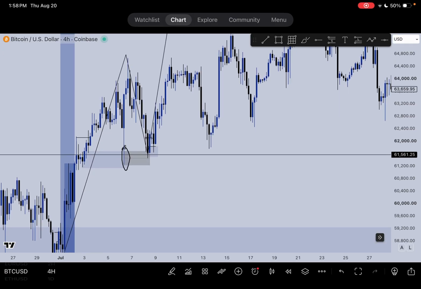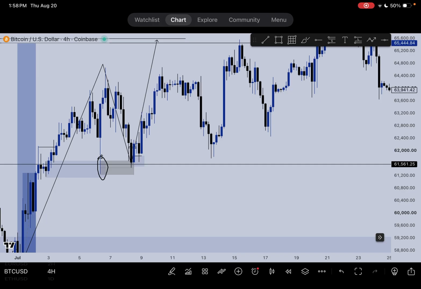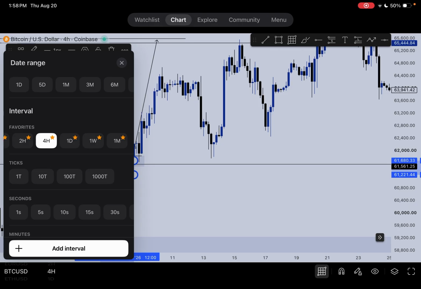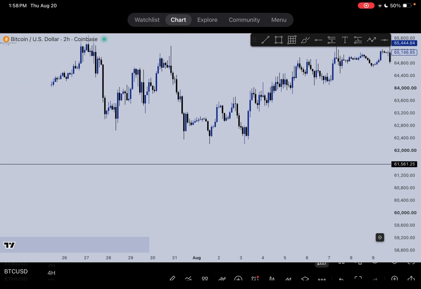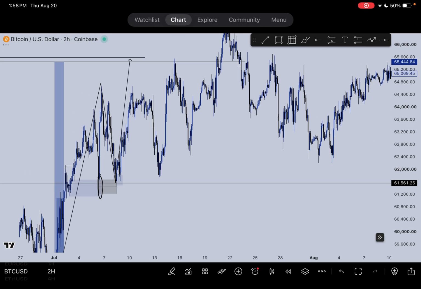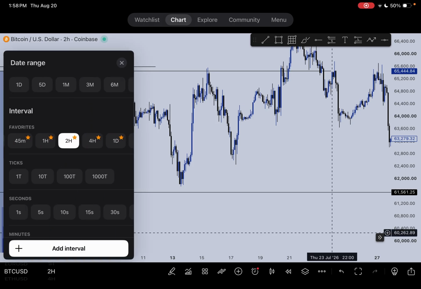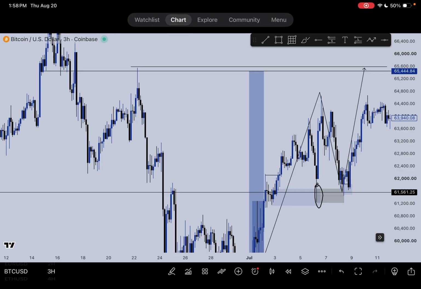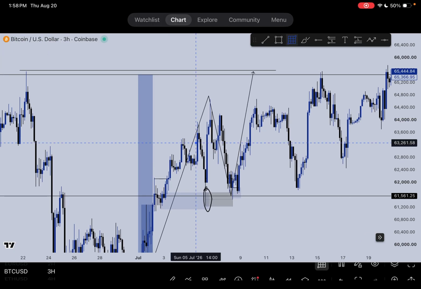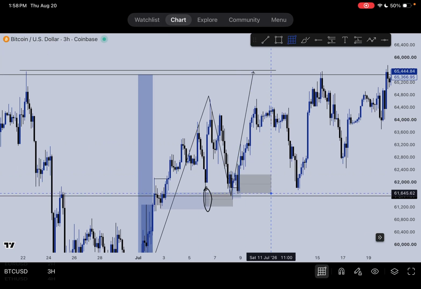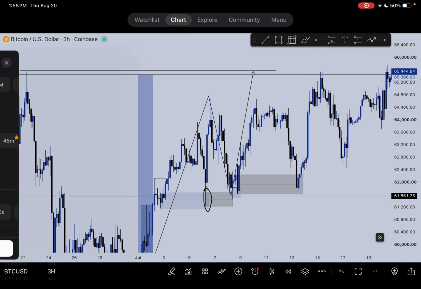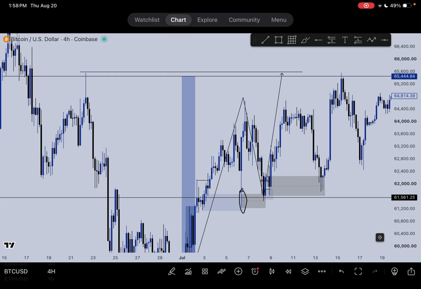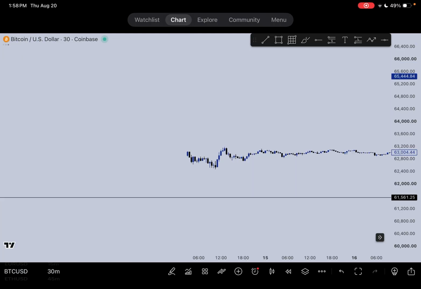Okay, so it's not really that clear. So it's a weak candle on 4 hours. Let's check 2 hours. On 2 hours, still not clear. On 3 hours, still a weak candle. Okay, we got here as a key zone. Let's see on the 4 hours. Okay, that's a key zone. Let's see what happened at that zone.